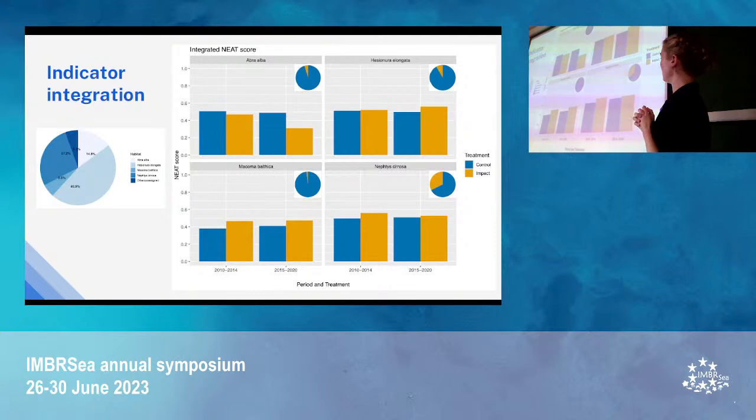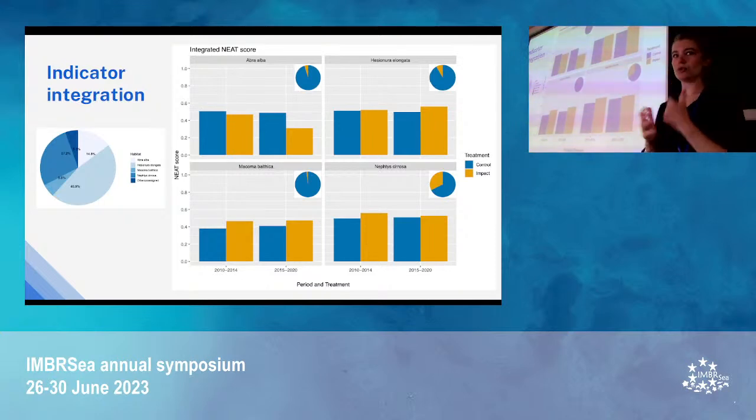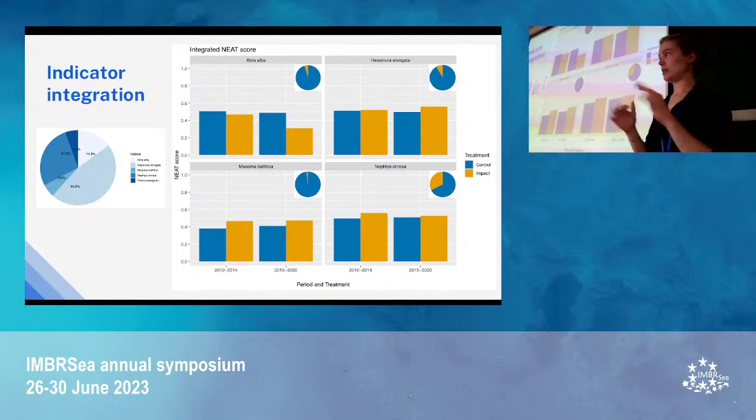And finally, in the Nephtys cirrosa habitat, which is a sandy offshore environment similar to Hediste diversicolor, we're seeing some similar trends in these two habitats, where the impact areas score higher, which again can be attributed to the higher diversity found in sand extraction areas due to the habitat heterogeneity that this activity creates.